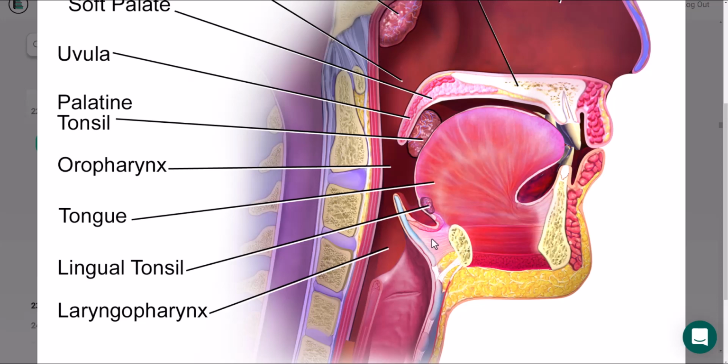Here's the epiglottis, not labeled in this particular view, and here is the laryngopharynx down here, which is basically where there is the separation or the division into the esophagus and down into the trachea. The opening into the trachea is the glottis, and then here we have the vocal folds. We'll take a look at that in a moment.